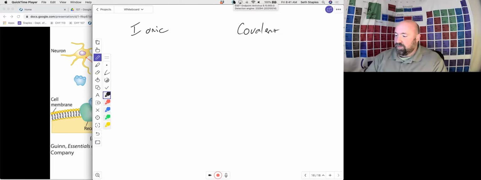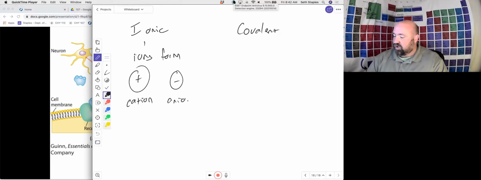One way that it can happen is with ionic bonding. Ions form, and remember, we talked about ions last time. Ions will either lose an electron or more than one electron, or gain an electron or more than one electron, so that they can get that full valence shell. When that happens, we have a positively charged cation and a negatively charged anion, and opposites attract, so they'll stick together that way.